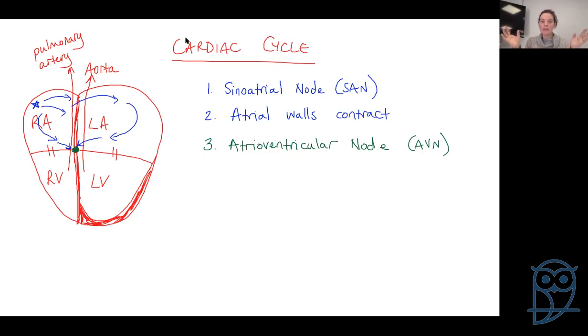Because remember, we want the blood to go from the atria to the ventricles and out. So things have to happen in a sequence. This delays the impulse by about 0.1 seconds. It's not very long at all. Then we travel down the Purkinje tissue, which is down the middle of the septum.